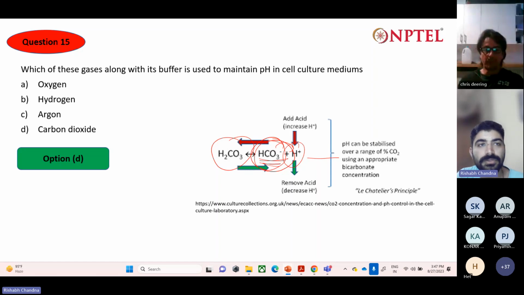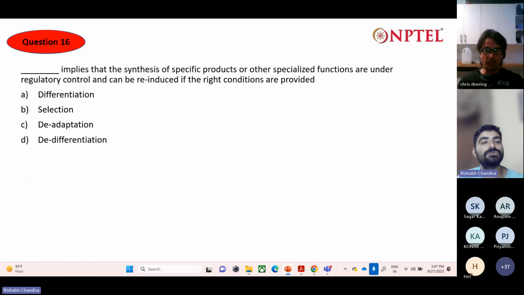So let's move on to the next question. There is a blank space that implies that the synthesis of specific products or other specialized functions are under regulatory control and can be reinduced if the right conditions are provided. Differentiation, or option D, de-differentiation? Sure, that is de-differentiation. Differentiation, because we are talking about specialized functions.